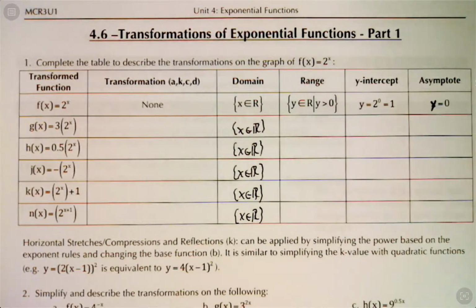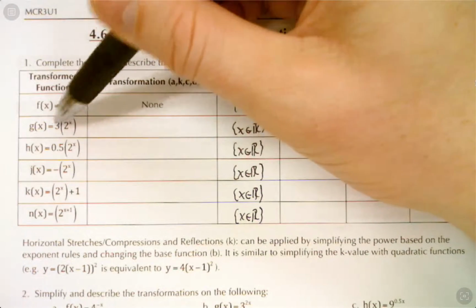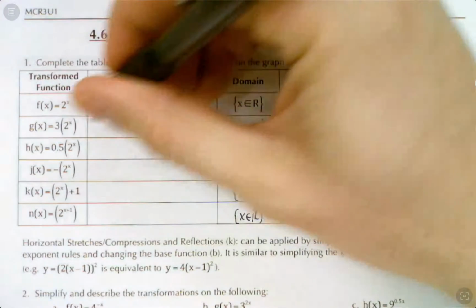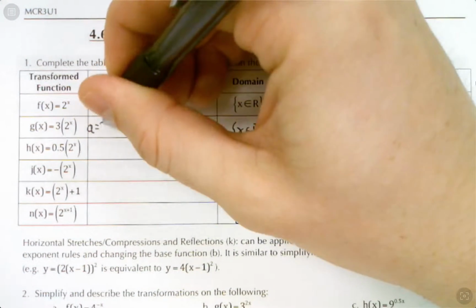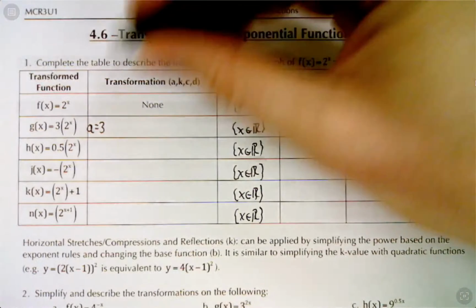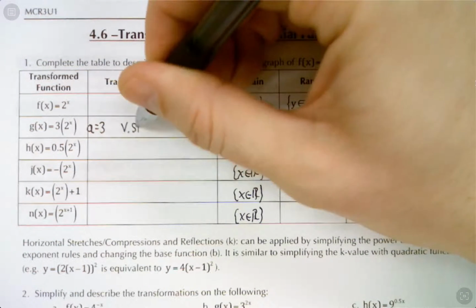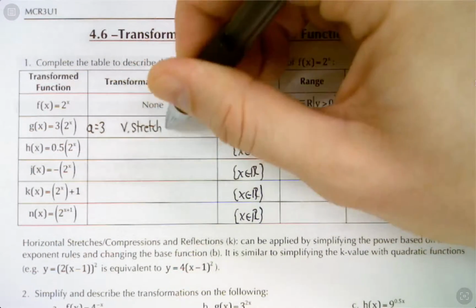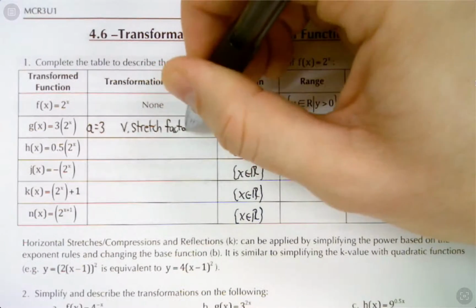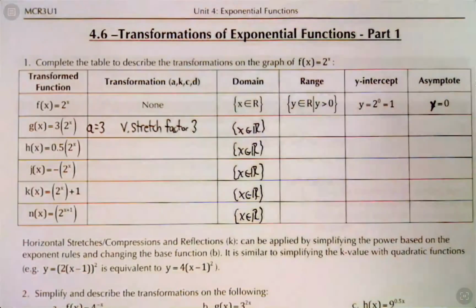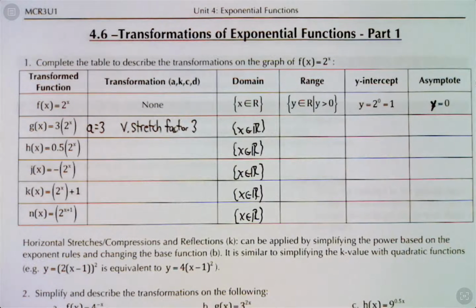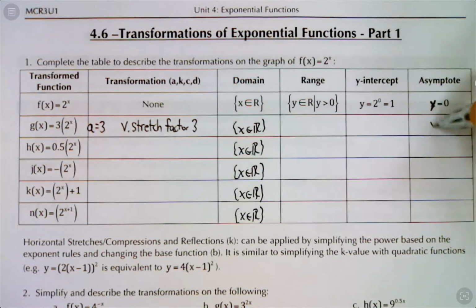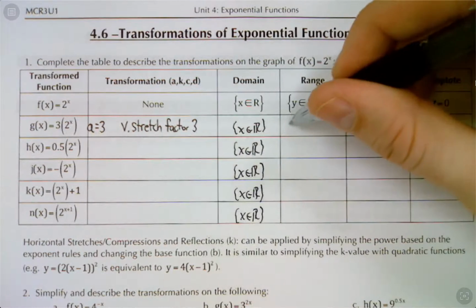So let's look at our first transformation. If we have a 3 in front of our function multiplying, that's an a. In this case, it's a equals 3. And the transformation for a equals 3 would be a vertical stretch by a factor of 3. So what would this do to the graph? Well, it would stretch the graph. That wouldn't really change the range, though. It's not going to change the asymptote either. So these actually stay the same.